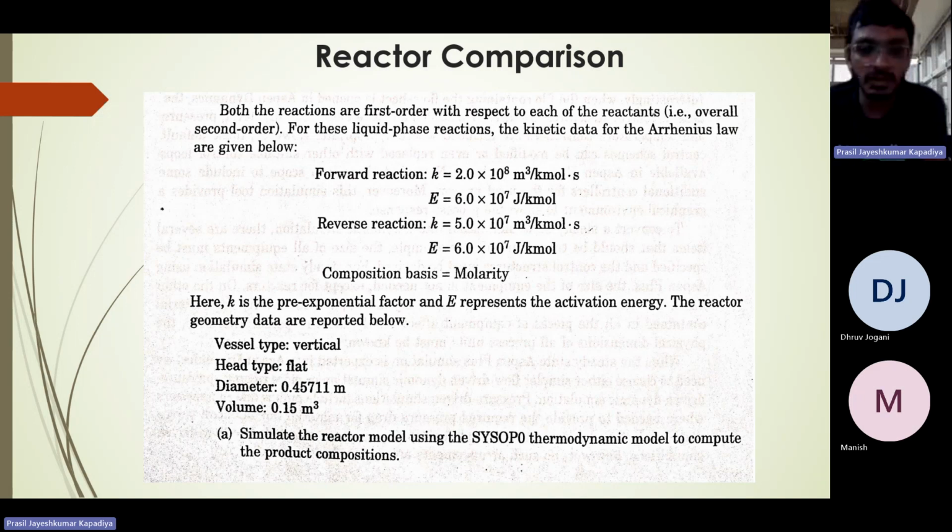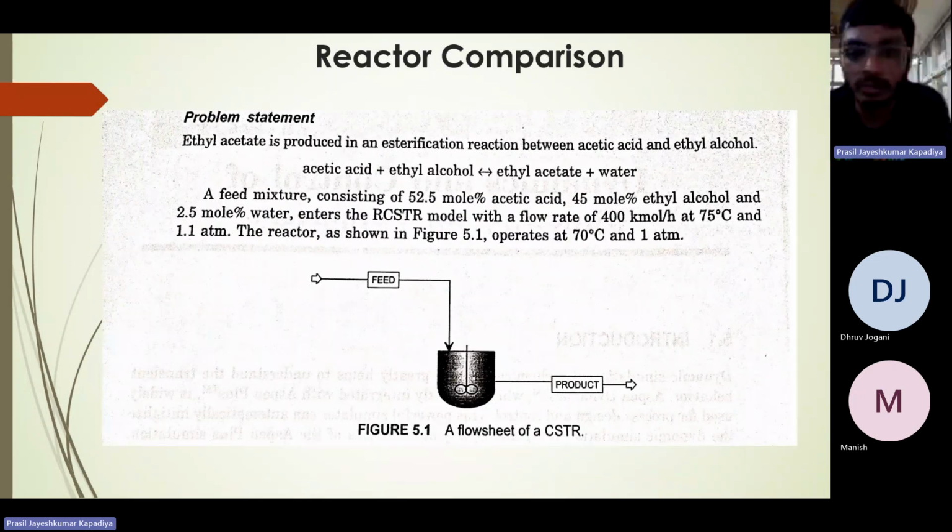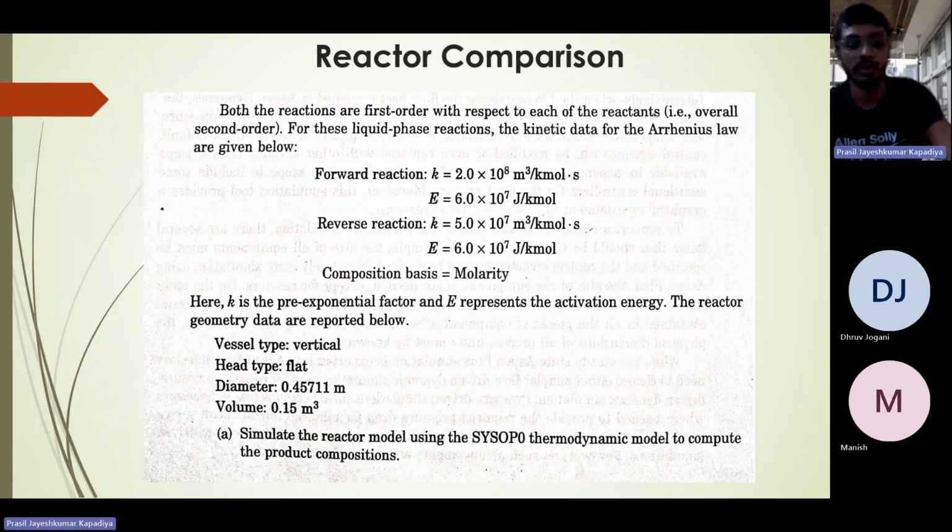This rate is based on molarity; the composition basis is molarity. Here K is the pre-exponential factor and E is the activation energy. The reactor geometry data are given: vessel type is vertical, head type is flat, diameter is 0.45711, and the volume of the reactor is 0.15 meter cube. So we are supposed to use a reactor model and simulate this process. Additionally, we will also solve this problem for a plug flow reactor and see what composition we obtain for the plug flow reactor.